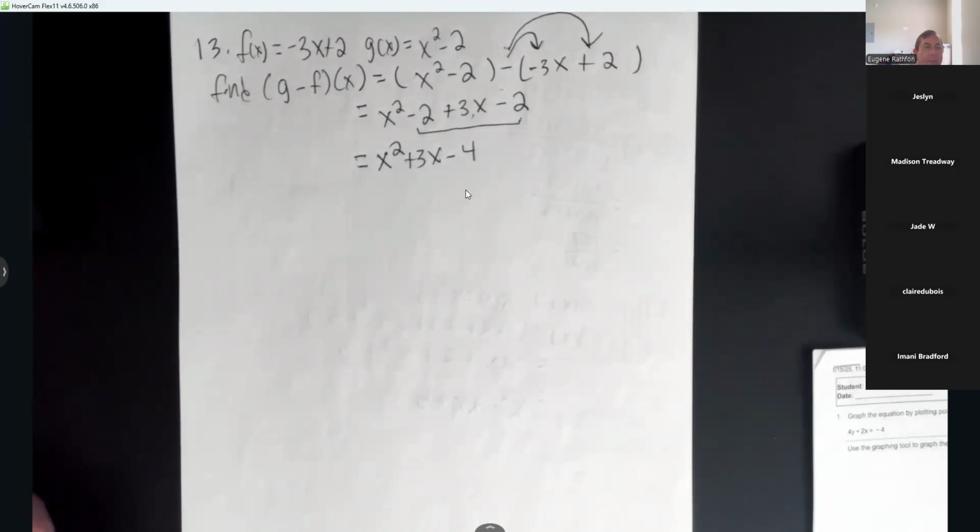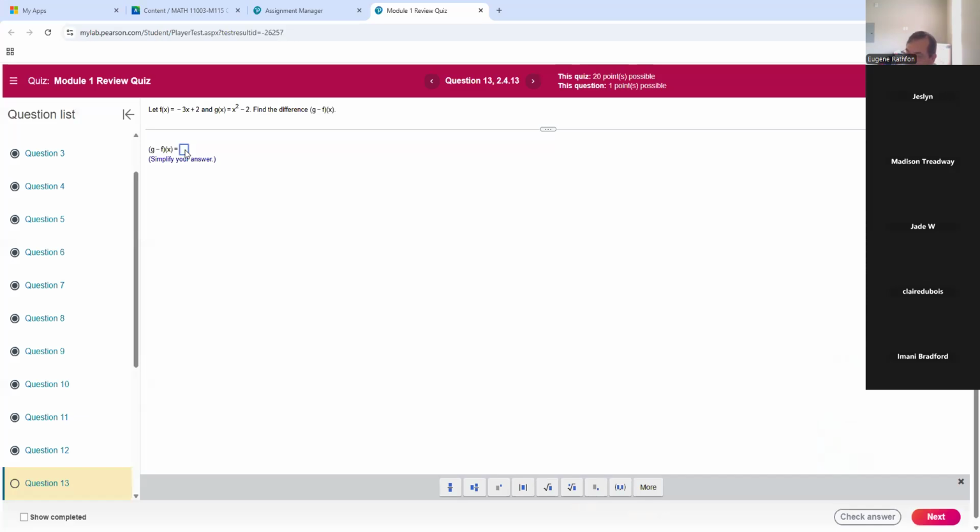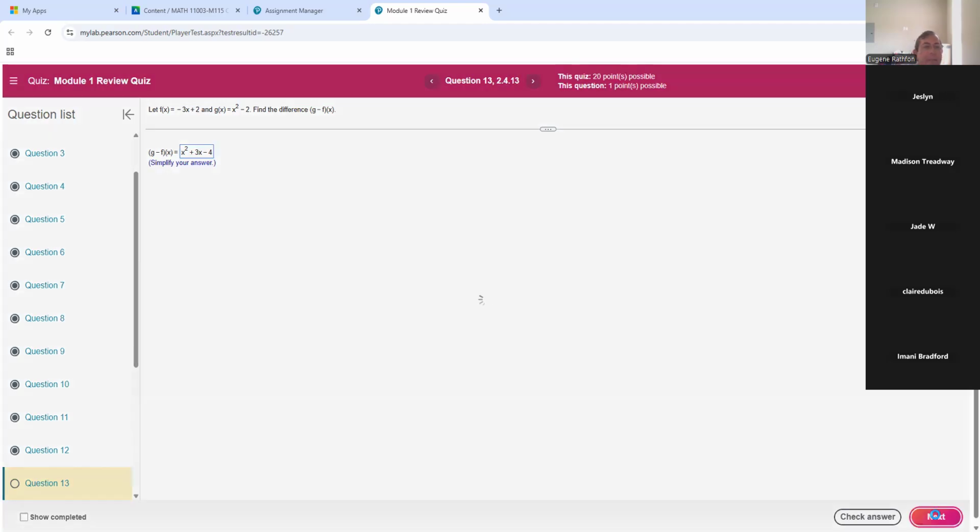So y'all, let's see, they're going to make us put that in here. So x squared plus 3x and then minus 4. All right, so you got that one in. You're going to hit next.